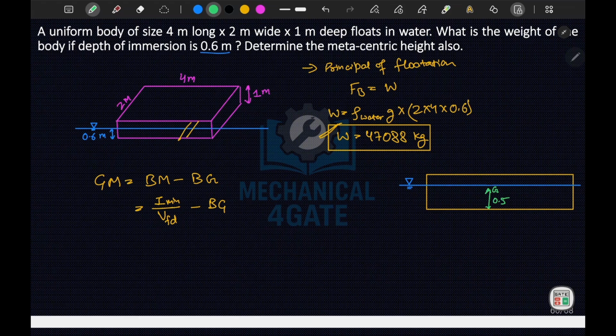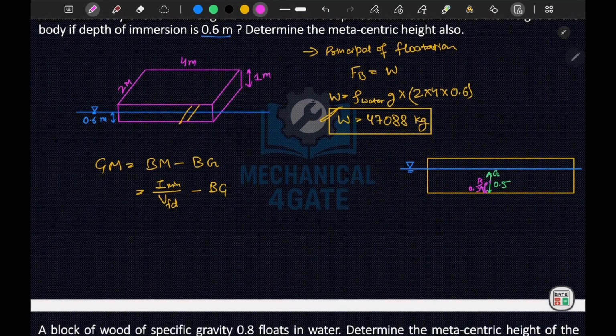Now, for your center of buoyancy, it will be somewhere at this place. Since this is 0.6 meter, around 0.3 meter will be your center of buoyancy. So this is your B, and this height is 0.3 meter. From there I can write that my BG distance is equal to 0.5 minus 0.3, which is equal to 0.2 meters.